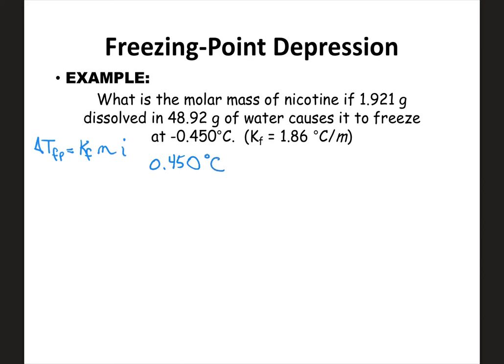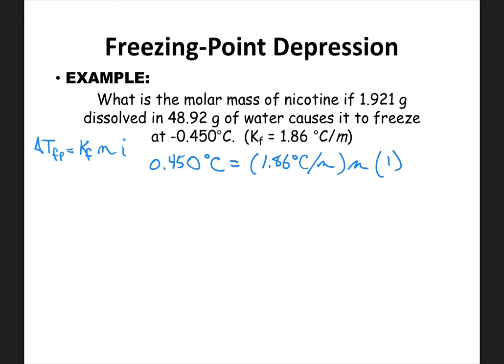We're not solving for that this time. That's going to be equal to Kf, which we know is 1.86 degrees Celsius per molality, times the molality, which we said we're solving for. If you're doing one of these molar mass problems, typically you're going to be solving for the molality, times the van't Hoff factor. Well, they didn't give me any information here, I don't have a formula. This is not an ionic compound, so I have to assume this is an organic compound, so the van't Hoff factor just defaults to 1. All right, so that makes it easy.